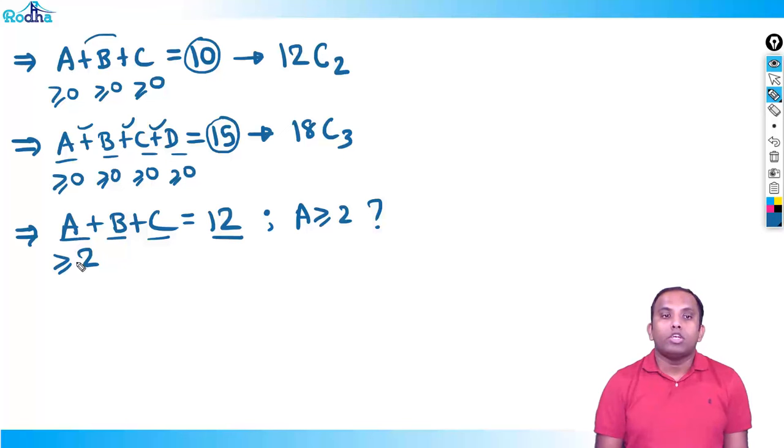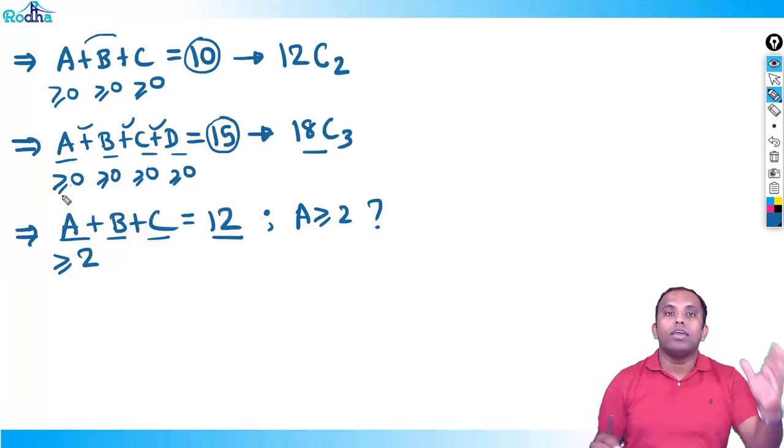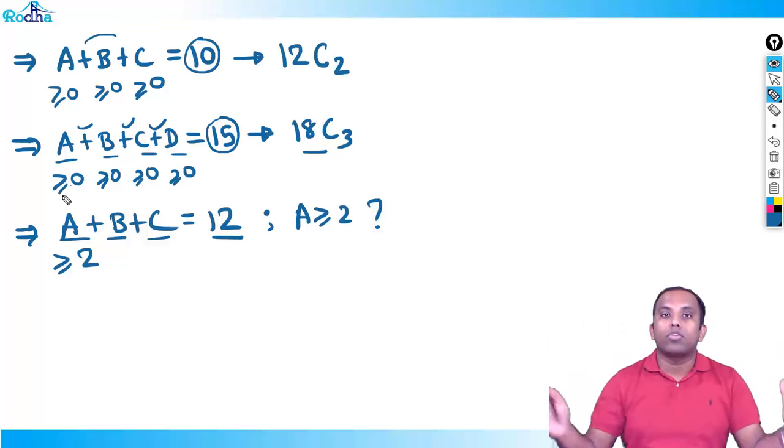If A gets at least two chocolates, I can't apply this direct funda here, because A is not getting zero here. So our funda will fail, that distribution of circles and lines. In one case, a line was at the end, so that A and C can get zero also. But in this case, A is getting at least two. So how do we solve it?